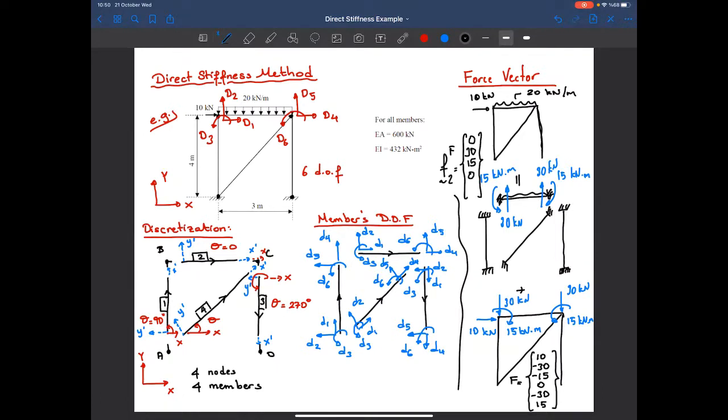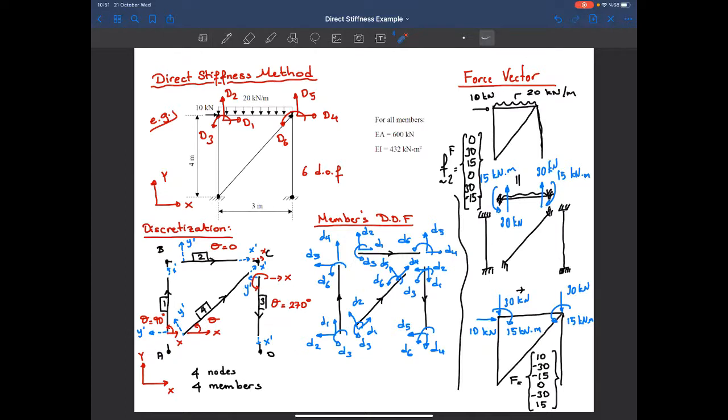D4, nothing. D5 is in the upward direction, again 30. And D6 is in the clockwise direction. This is minus 15. So that's the fixed end force vector. And remember, while writing the fixed end force vector, I'm using the local axis of the member. Why? While recovering the member end forces, we always use the local axis of the members, because the forces in this direction will be the axial force, the forces in that direction will be the shear forces, and so on. These are the forces that we will be using in the design.